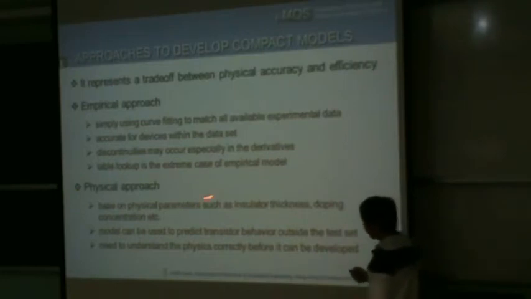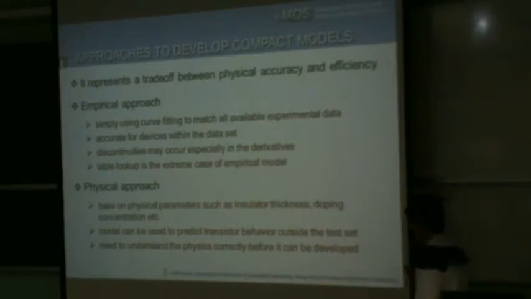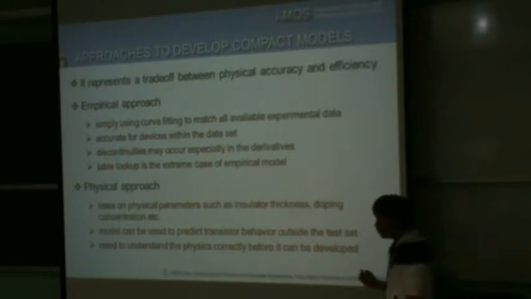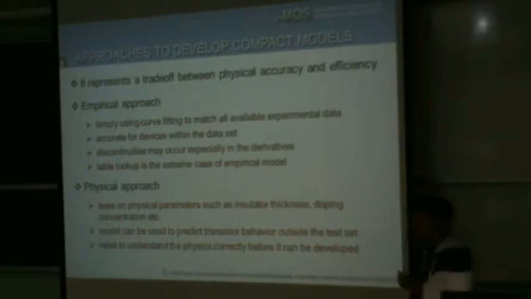You can use a physical approach. Now, in a physical approach, the model is developed based on physical parameters such as insulator thickness, doping concentration, etc. Based on those parameters, you write the equations of the device. In this kind of model, it usually can be used to predict the transistor behavior outside the test set. What it means is, I can measure 10 transistors, but using the same parameters, I can predict the behavior of the 11th transistor. So this is the advantage of the physical model.